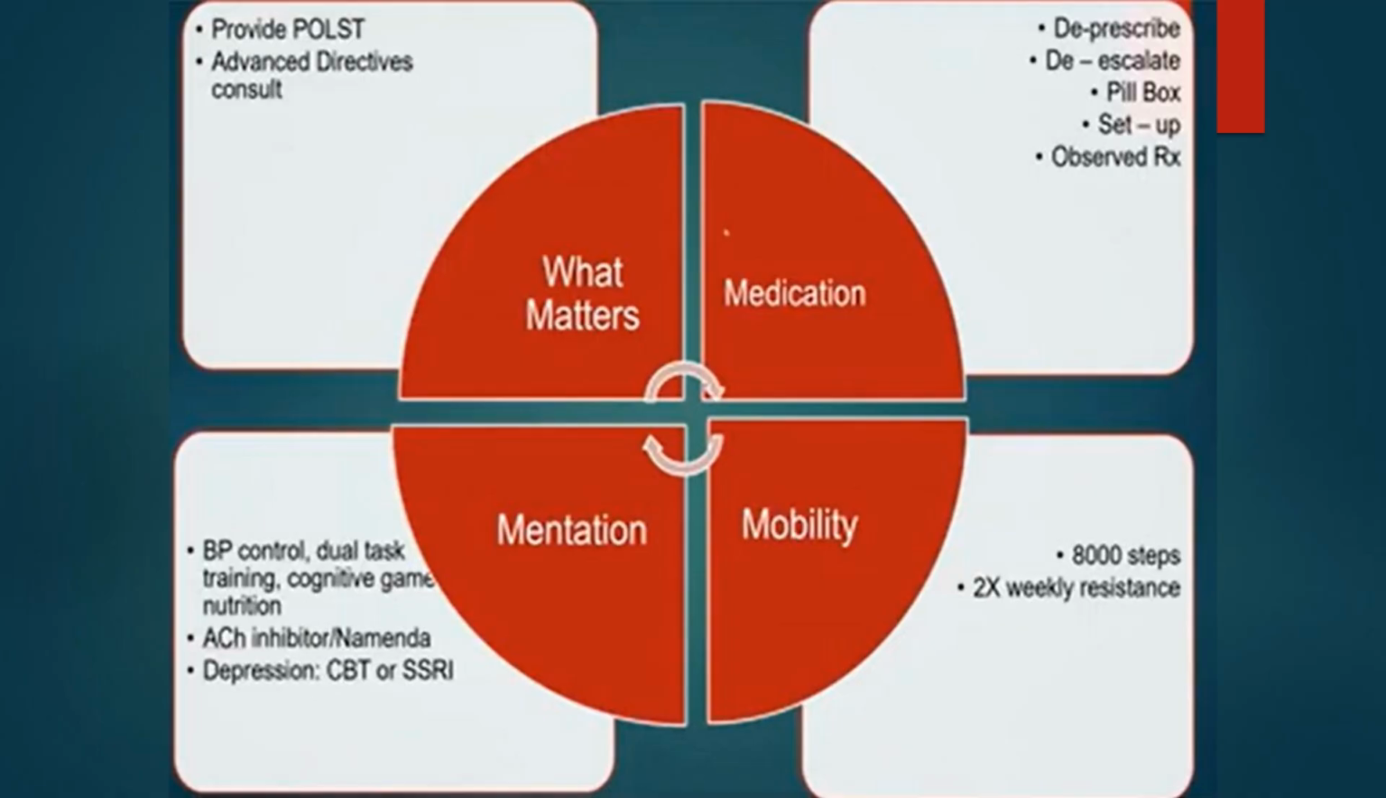In terms of mentation, if somebody's screened positive for a memory impairment, you have opportunities to talk about tighter blood pressure control. There's dual task training where you have the individual count backwards while they're walking. That helps improve the spinal cord reflex for fall prevention. They should also engage in cognitive games. Improve nutrition, leaning more towards the MIND diet or the Mediterranean diet.